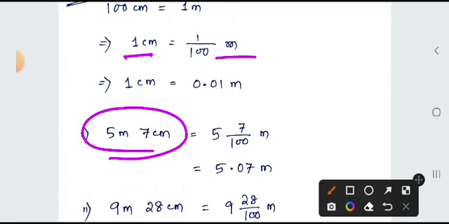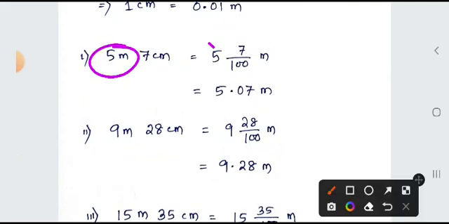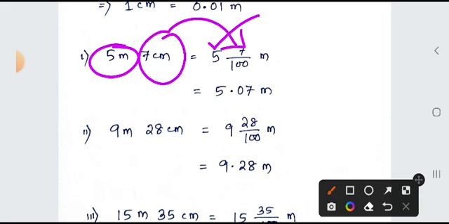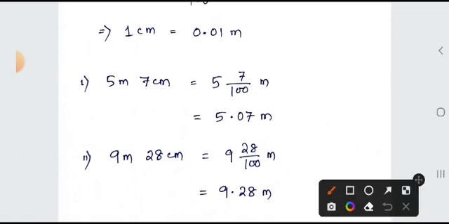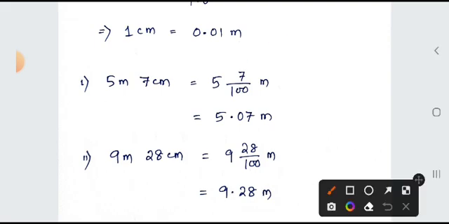So in this way you can convert centimeter to meter. For example, we have a question, 5 meter and 7 centimeter, then the first number is in meter, so we don't have to change that, but the 7 centimeter we have to write as 7 upon 100, because 1 centimeter is the 100th part of a meter. So when we have 7 centimeter, we will write 7 upon 100 of meter, and this 7 upon 100 can be written as 0.07. So we have 5 meter 7 centimeter, 5.07.